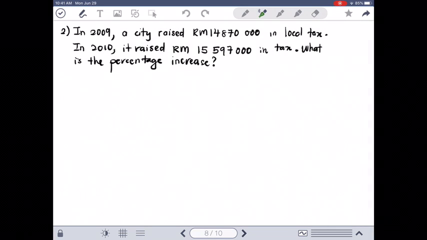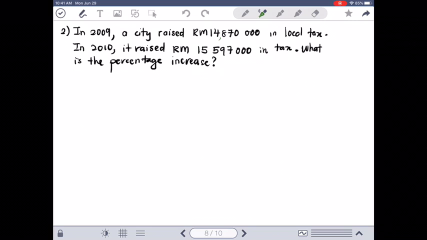Right, the next example. In 2009, a city raised RM 14,870,000 in a local tax. In 2010, it raised RM 15,597,000 in tax. What is the percentage of increase?